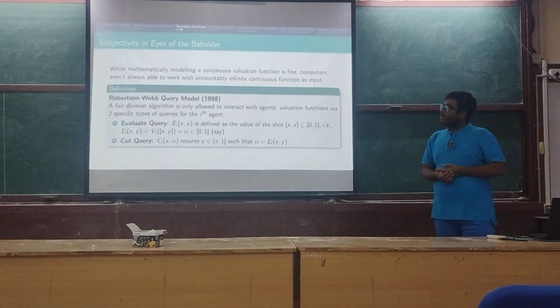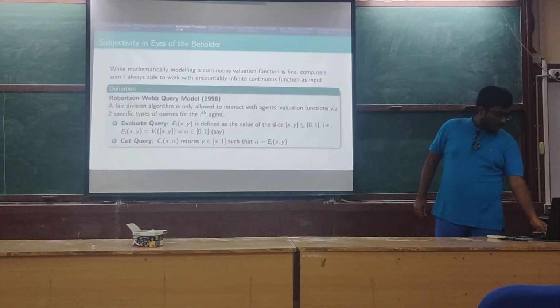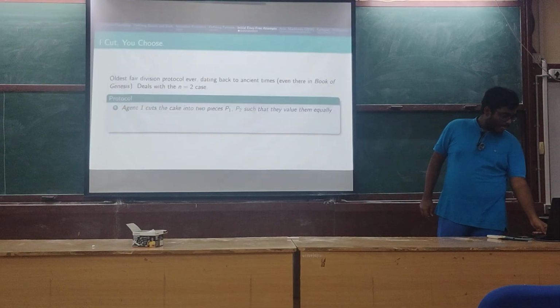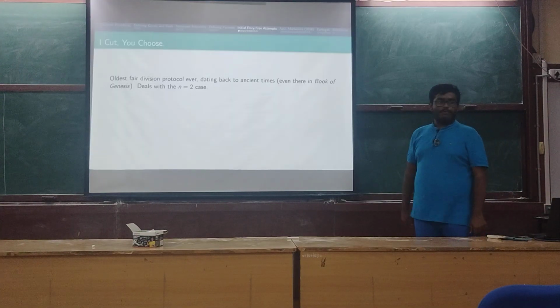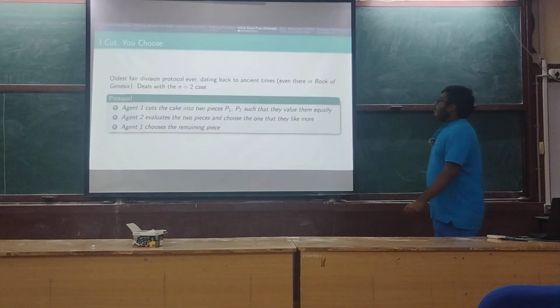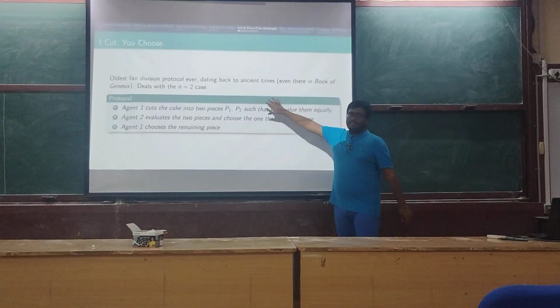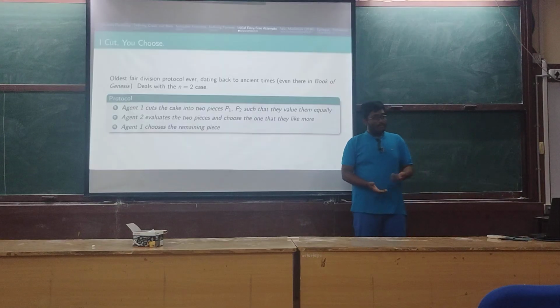So the major idea, in fact, we'll just come to it right now, is the idea of I cut, you choose. Before that we'll need to define fairness. However, I'll just mention this. This is one of the simplest fair division algorithms ever.